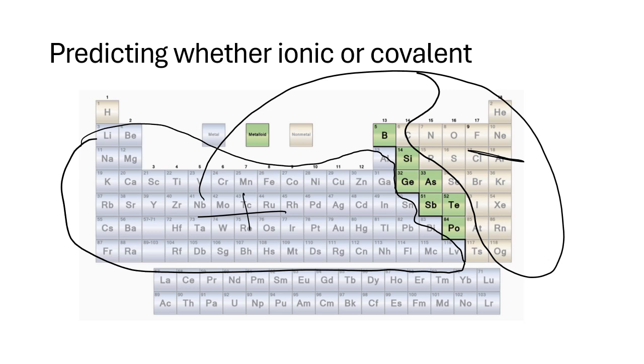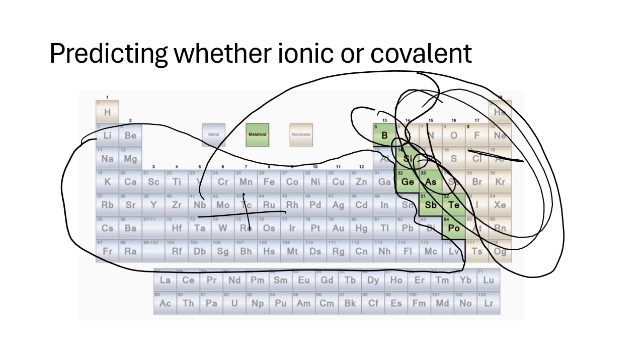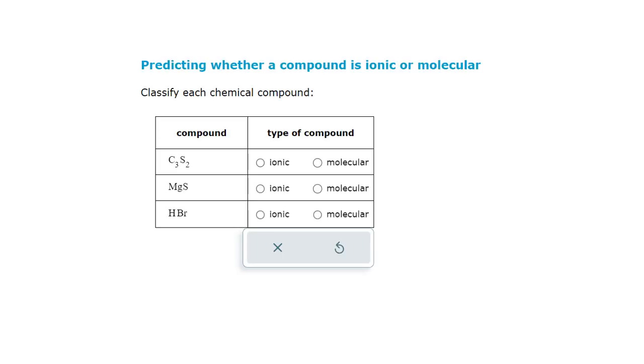And then molecular, it's between two things on the right, often silicon, As, sometimes boron, and then the nonmetals. Here, we know this is molecular, two things on the right. Magnesium on the left, sulfur on the right: nope, ionic. This one, HBr, is molecular because H is a nonmetal.